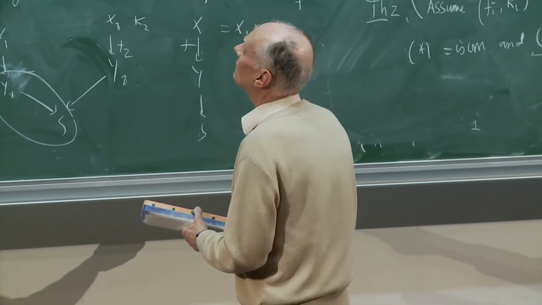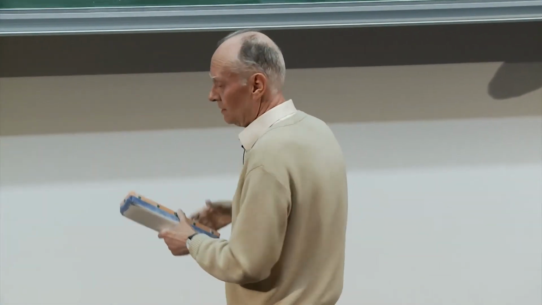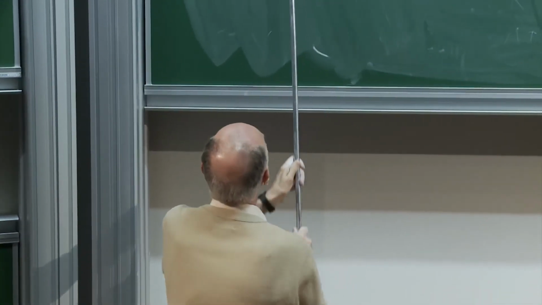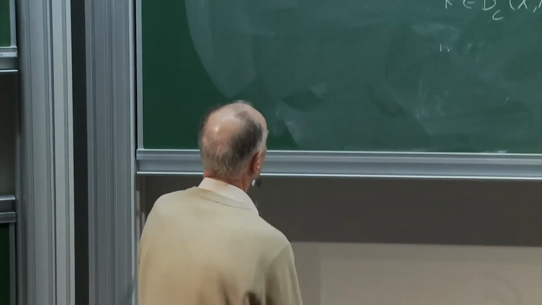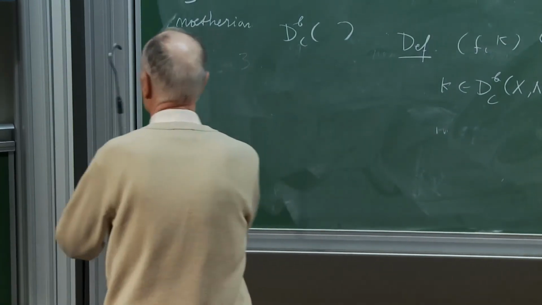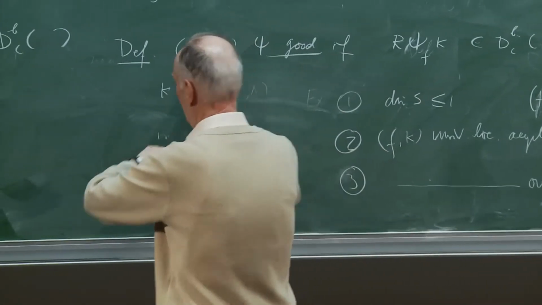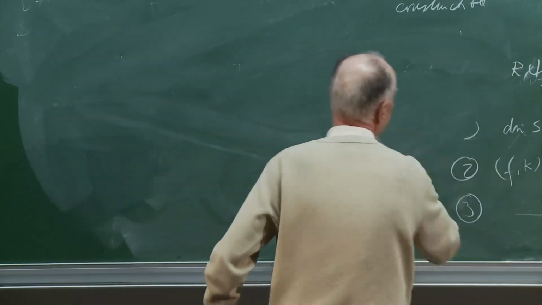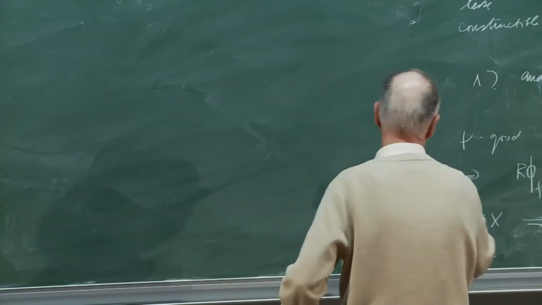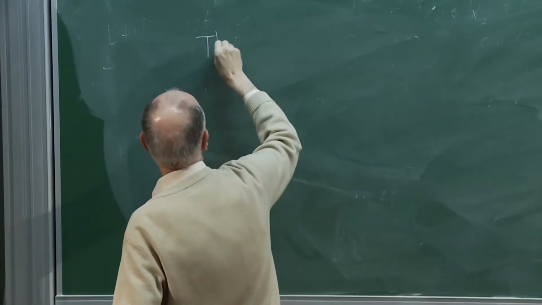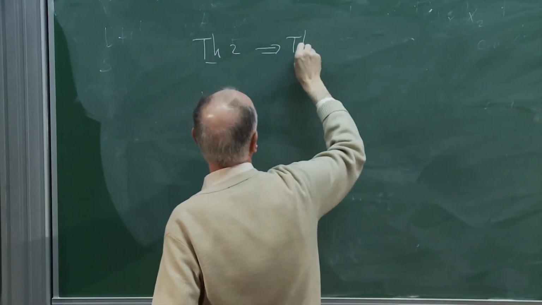So in fact, it's then formal to deduce theorem 1 from theorem 2. So again, you use some general nonsense. So theorem 2 implies theorem 1.